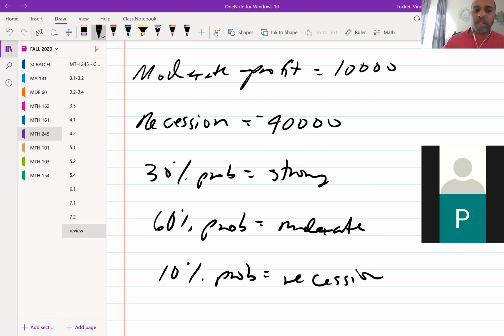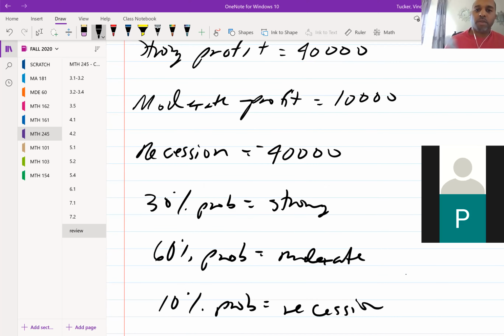All right, just write down all of our givens. So you have strong profit. If the economy stays strong, the profit will be $40,000. If the economy stays moderate, profit will be $10,000. If it goes into a recession, we will lose $40,000. There's a 30% probability the economy stays strong, 60% probability it grows at a moderate pace, and 10% probability of a recession. All right.